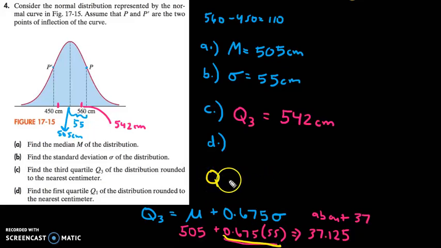Another reason that's useful is once you know how big 0.675 of a step is, the formula for Q1 uses the same thing. In fact, here, I'll just write it on top of this one. It's just that you go 0.675 of a standard deviation below the mean. So the exact same formula, just you subtract off 37.125 instead. So if I want Q1, the middle's at 505, and I want to know what's 505 minus this portion of a standard deviation that I'm taking off here.